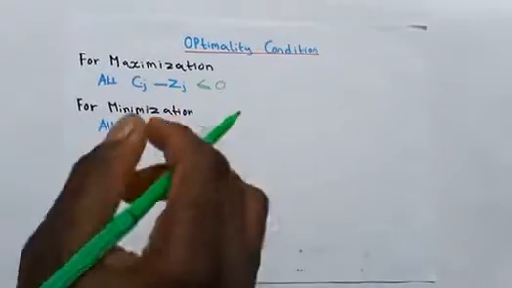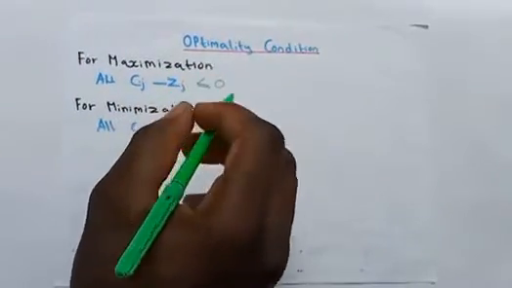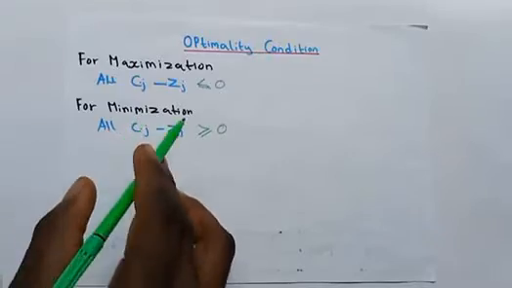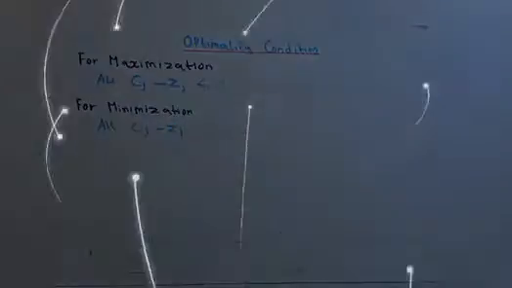Check for optimal condition. For maximization, all Cj minus Zj values must be less than or equal to 0, and for minimization, all Cj minus Zj values must be greater than or equal to 0.